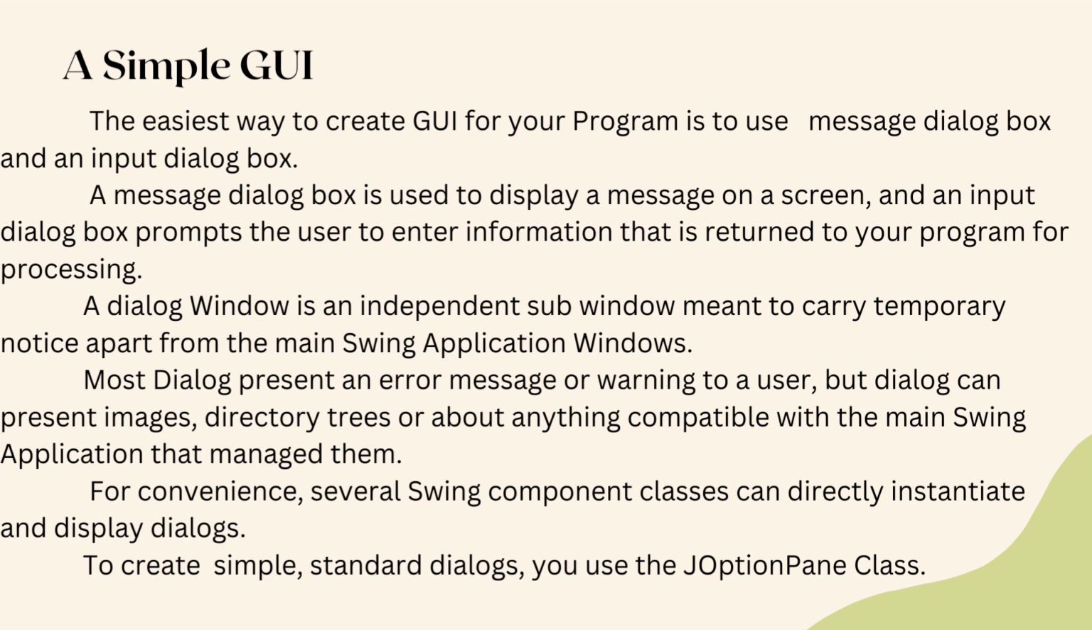A dialog window is an independent sub-window meant to carry temporary notice apart from the main Swing application windows. Most dialogs present an error message or warning to a user, but a dialog can present images, directory trees, or about anything compatible with the main Swing application that manages them. For convenience, several Swing component classes can directly instantiate and display dialogs. To create simple, standard dialogs, you can use the JOptionPane class.